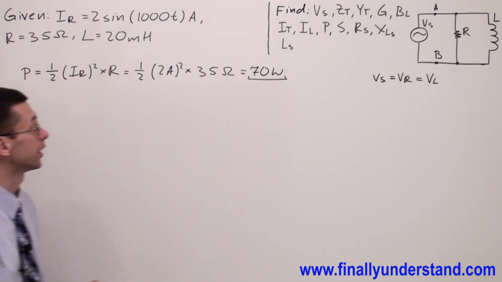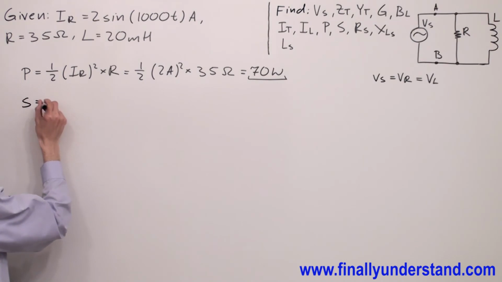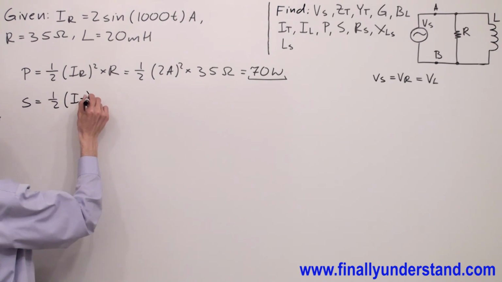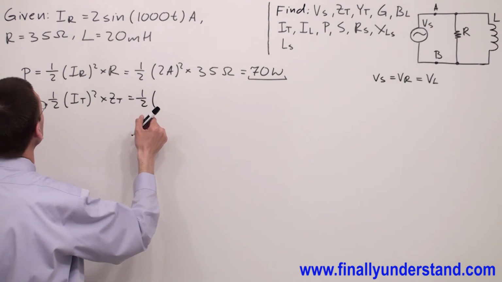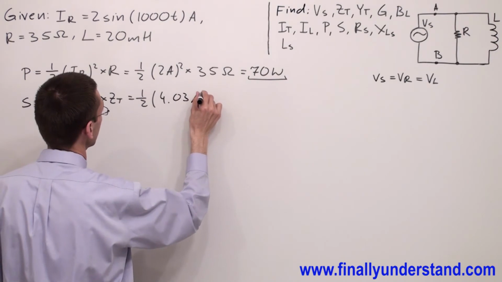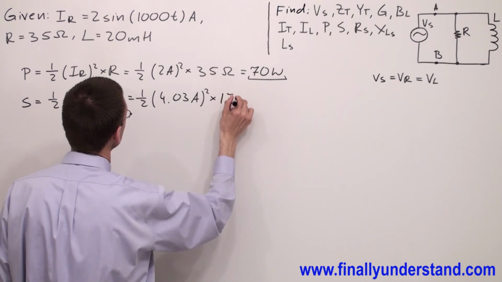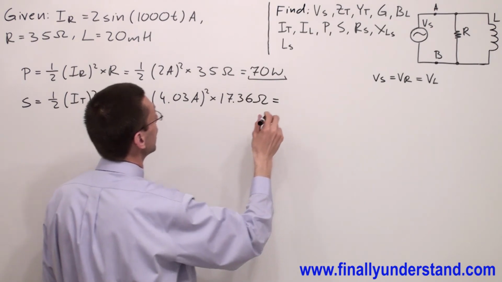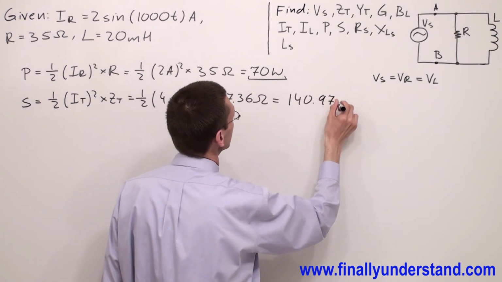Next, I'm supposed to find the apparent power. So apparent power S is equal to 1/2 I total squared times Z total. So 1/2 times I total, which is 4.03 amps raised to the second power, times Z total, which is equal to 17.36 ohms, and this is equal to 140.97 volt-amps.